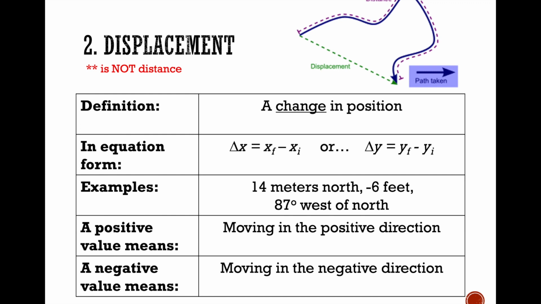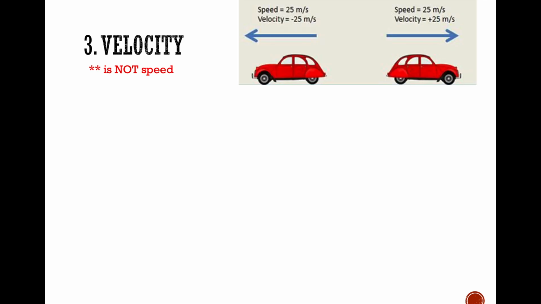All right, so we've got position and then displacement. The third vector is velocity. And notice that velocity is not the same as speed. And this picture helps to illustrate that a little bit here. Okay, so a car moving to the right has a speed of 25 meters per second. But a car moving to the left also has a speed of 25 meters per second.